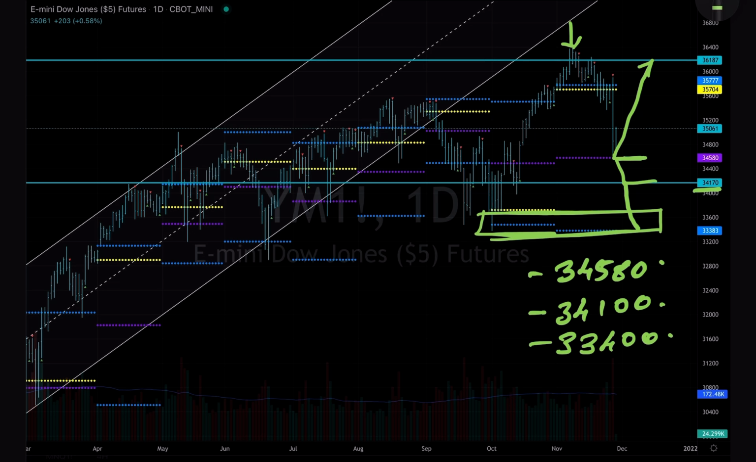Based on that, we will take a decision on which directions we want to take trades. So that's it for this week. This is what we are going to expect for the next week of November 29th, 2021.